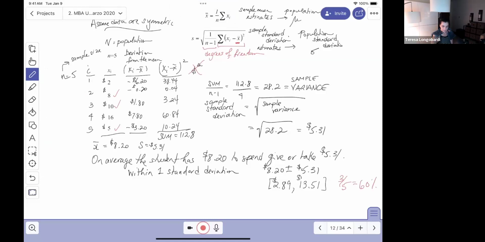What about within 2 standard deviations of the mean? Now I'm going to take $8.20 plus or minus 2 times $5.31. So it's 10 minutes to. I'll just make this calculation and I'll leave it with you.